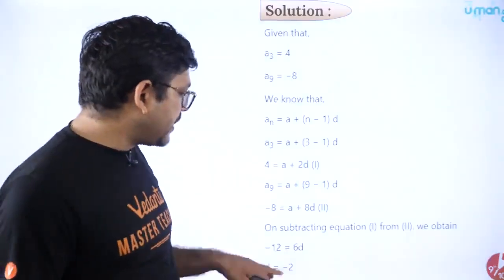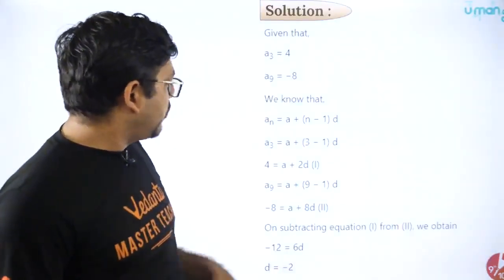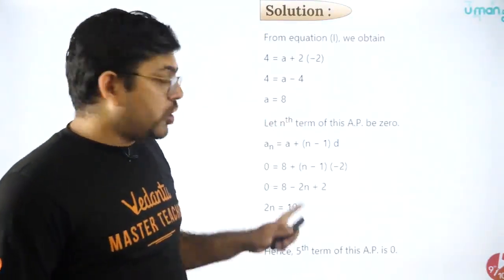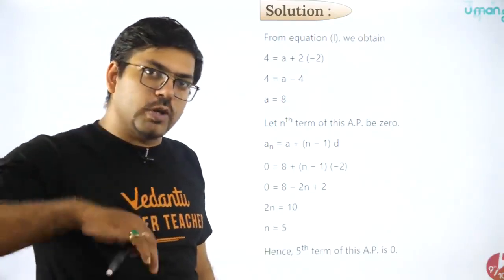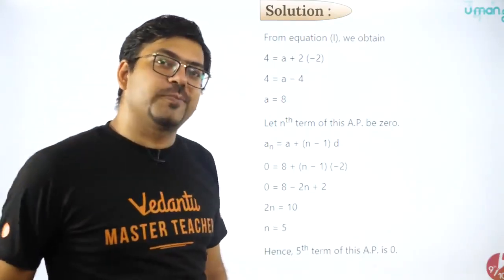The values would come out as D equals minus 2 and A equals 8. So A would be 8, D equals minus 2 and N will be equal to 5. So just solve it on your own and see whether you are getting N equals 5 or not.